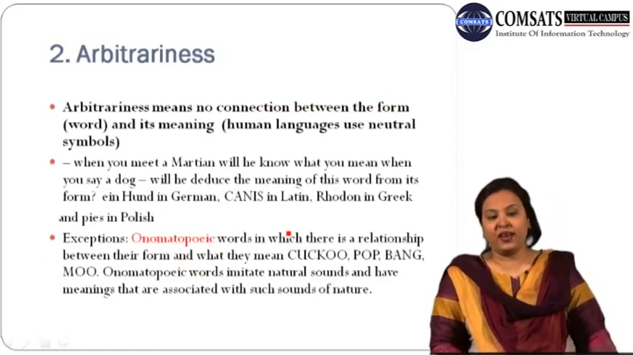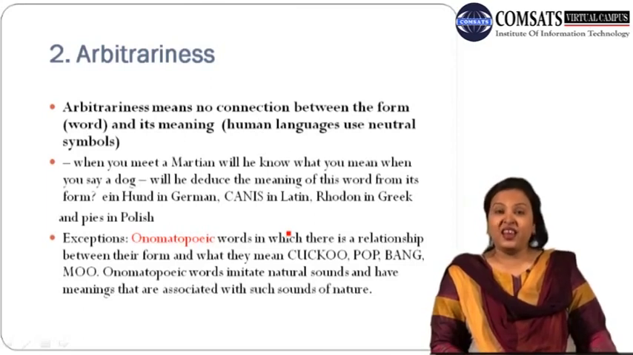Arbitrariness. What is arbitrariness? Arbitrariness means that there is no connection between the form and its meaning. If you remember the words of Saussure, according to him, there is no one-to-one link between signifier and signified. If I say tree, then automatically an image of a tree appears in my mind. But for a person who does not know English and only knows Urdu, if I say the word tree in front of him or her, do you think he or she will recognize it? No, because the words and their meanings are not interlinked. They are just arbitrary symbols.